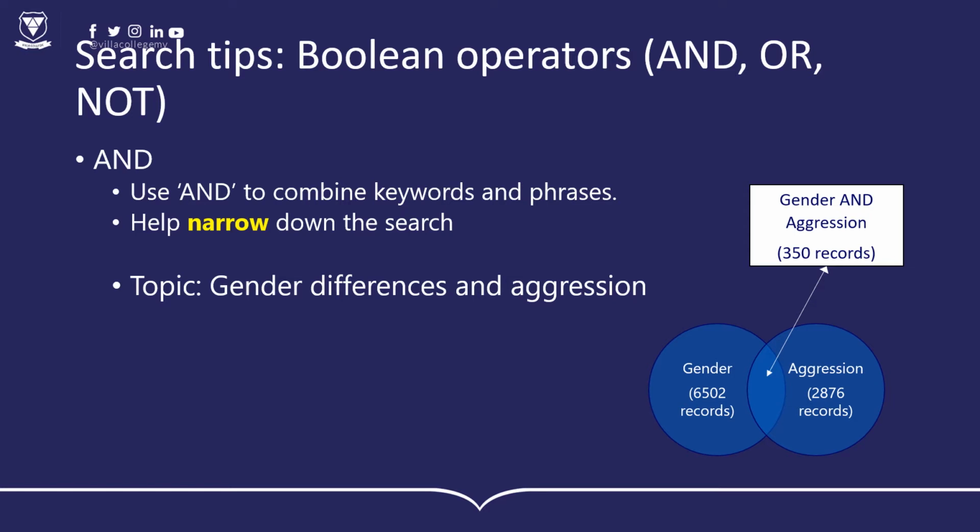The topic used here is gender differences and aggression. Therefore, the search terms used in this query are gender and aggression. The Venn diagram shows how such a query retrieves the result. There are 6,502 records which include the keyword gender and 2,876 records with the keyword aggression. When you use an and between these two keywords, the search retrieves 350 records.